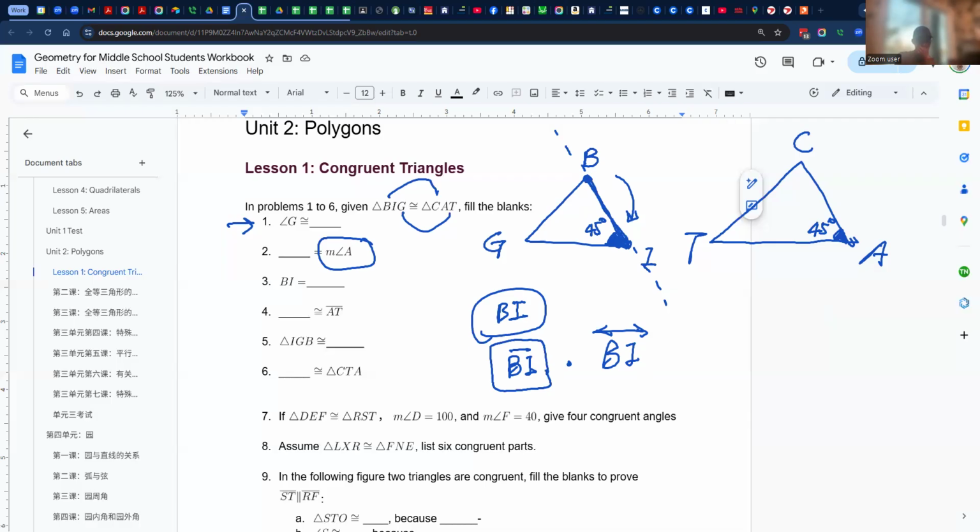Okay, doing number three. Okay, very good. It is CA. Good job. Number four. Now we're talking about line segments, that's why we use the congruency symbol.